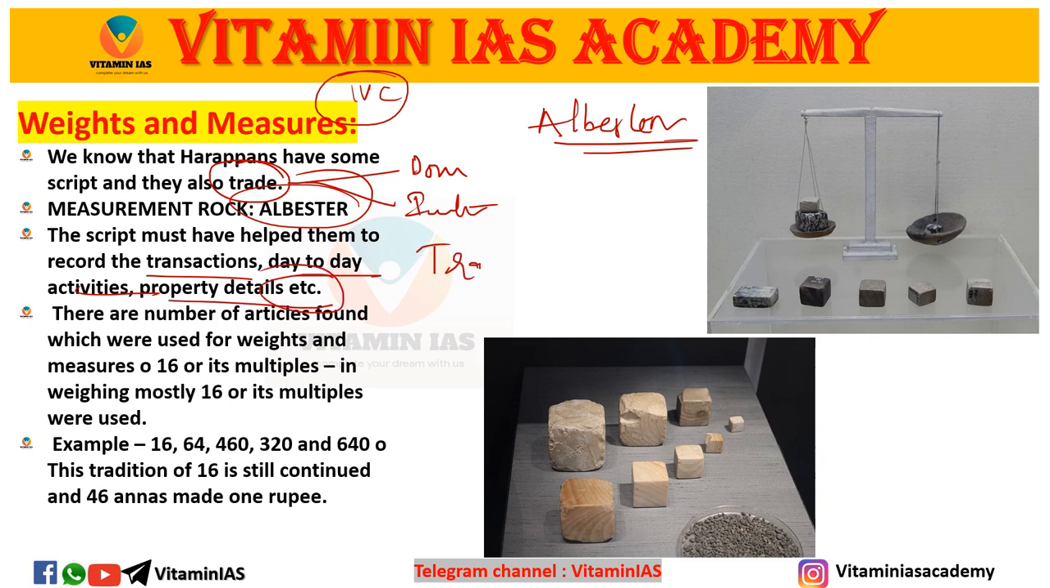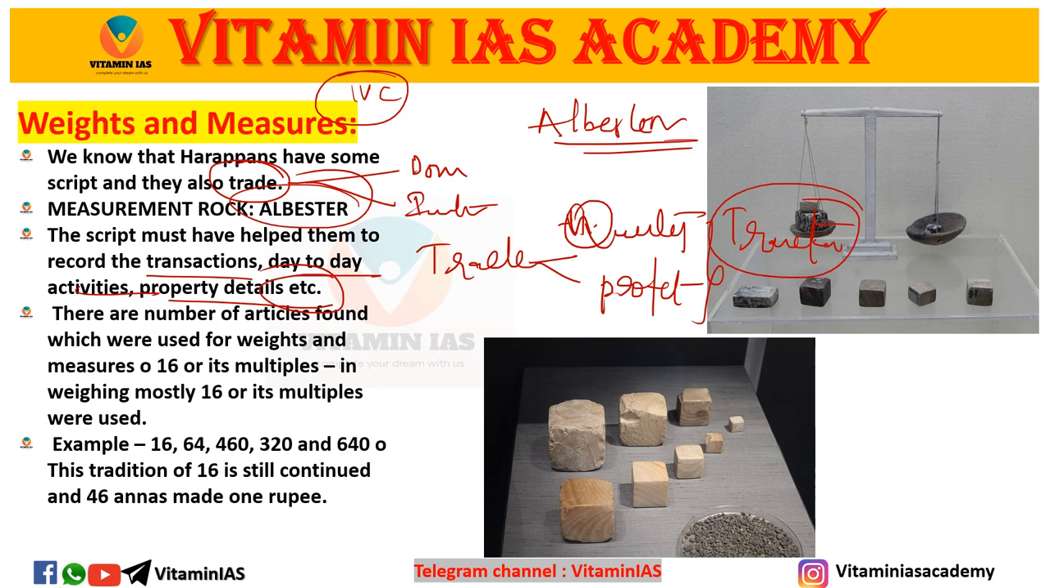Because trade is happening, we have to calculate the measurement, what is the quantity, what is the profit. The transaction must be recorded. For the transaction, for that reason also, we need to know the measurement of that particular quantity. Like that, weights and measurements are adjusted here. And that rock, the measurement rock name, is alabaster.